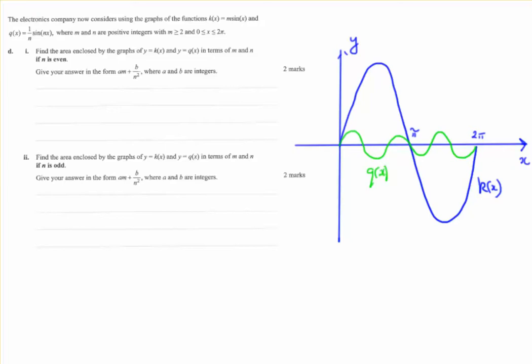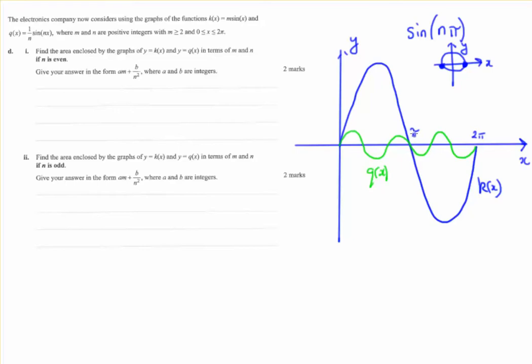Q of x will always have that intercept at pi. The reason is because if n's an integer, if you have sine of n times pi, it doesn't matter what that integer value is. If you look on your unit circle, here's your unit circle, it doesn't matter what integer value that is, you're either here or here. So y is always 0. So no matter what value of n you have here, you're guaranteed this pi value.